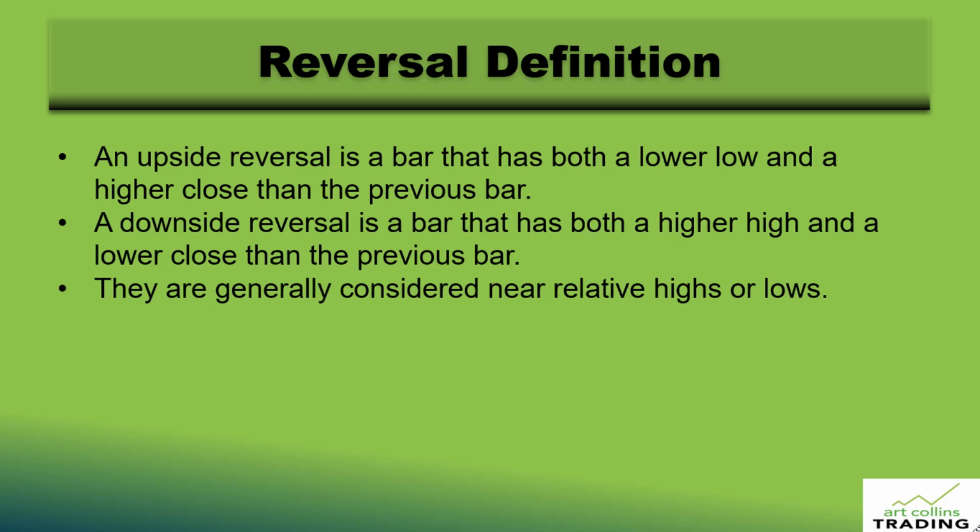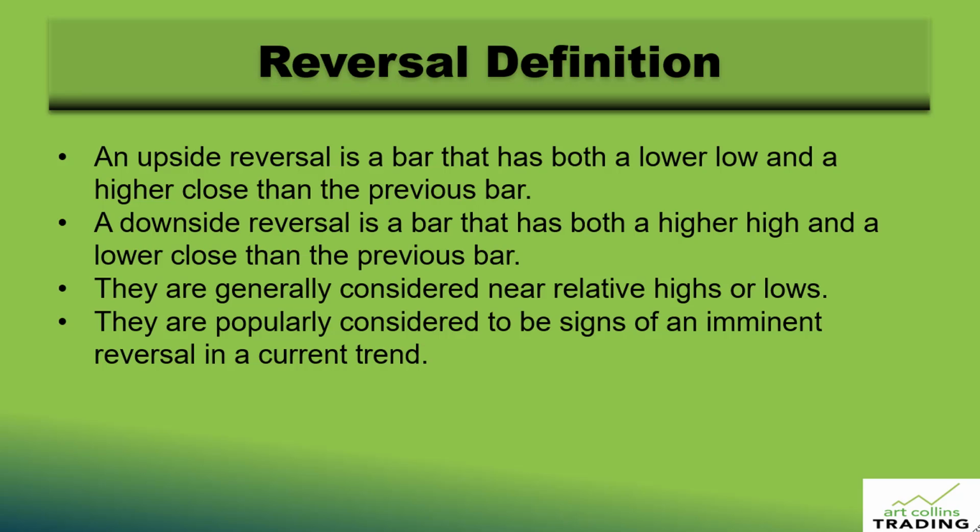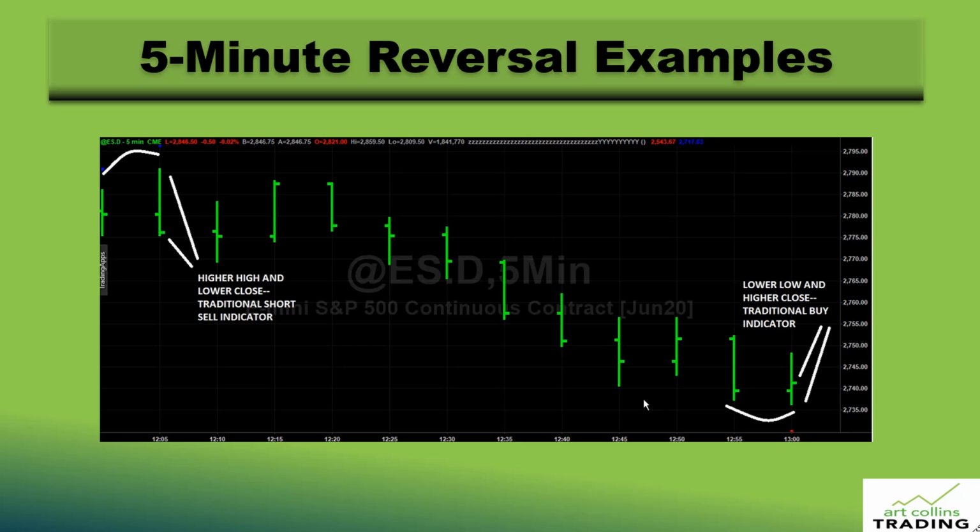These are generally considered near relative highs or lows. In other words, you see them all over a chart, whether it's near the edges or in the middle, but they only have significance if they're near the highs or the lows. And at that point, they're considered to be signs of an imminent reversal in the current trend. In other words, you're near the lows, look to the market to go up. You're near the highs, look to it to go down.